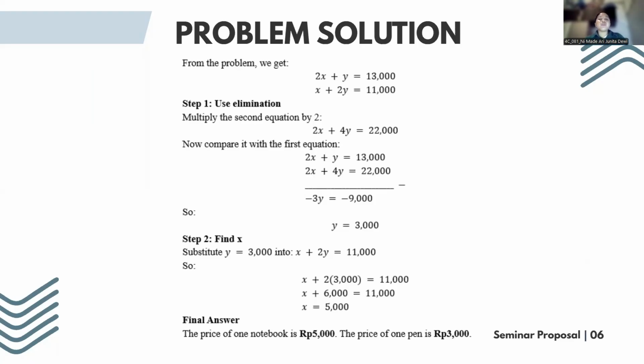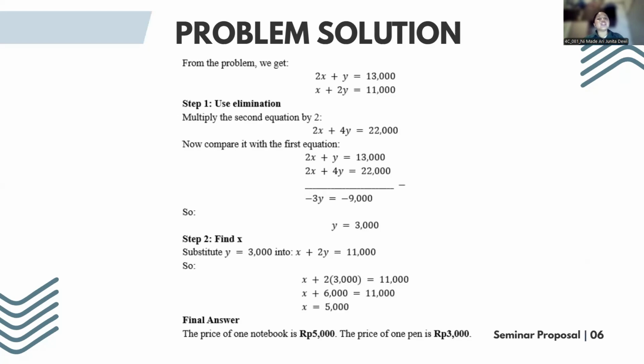So we have a system of linear equations. To solve it, we can use elimination. The equations are 2x plus y equals 13,000 rupiah and x plus 2y equals 11,000 rupiah. We can multiply the second equation by 2, so it becomes 2x plus 4y equals 22,000 rupiah. Now subtract the first equation from this equation: 2x plus 4y equals 22,000 rupiah minus 2x plus y equals 13,000 rupiah.